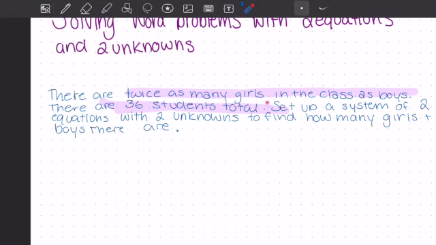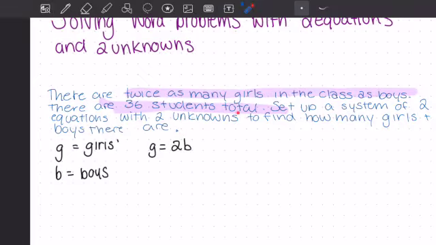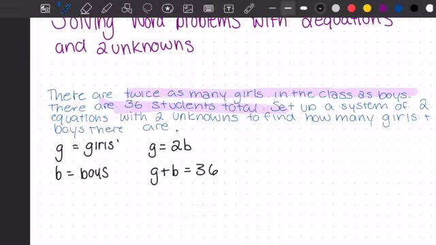There's twice as many girls in the class as boys. And from that, we're going to say G was equal to girls, and B was equal to boys. And so we got G equals 2B. Okay, that was our first piece of information there. And then our second one here where it says 36 students total. Well, that one was our G plus B equals 36.